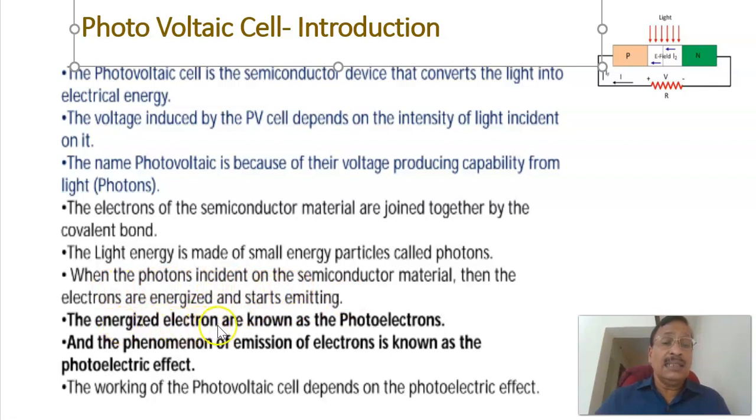These energized electrons are known as photoelectrons, because by the photon energy or light energy falling, the electrons are being emitted. That's called photoelectrons. The phenomenon of emission of the electrons is known as the photoelectric effect. The working of the photovoltaic cell depends upon the photoelectric effect.